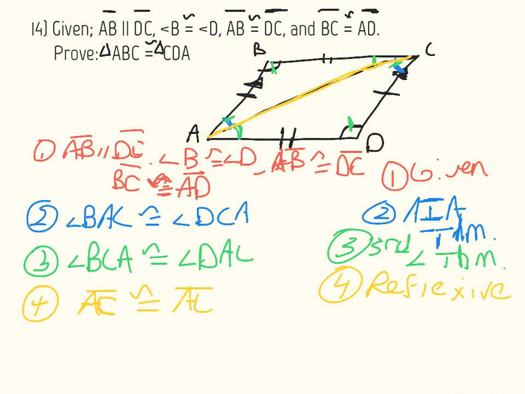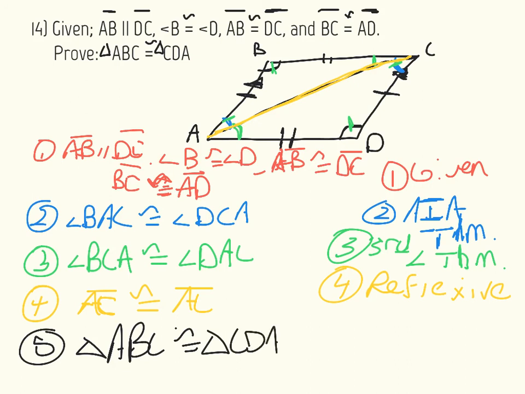And then finally, my last step is to make my final conclusion. So step 5, triangle ABC is congruent to triangle CDA, and that reasoning is by definition of congruent figures. Triangles, to be specific. Definition of congruent triangles, because we're saying the two triangles are congruent. So we're done.